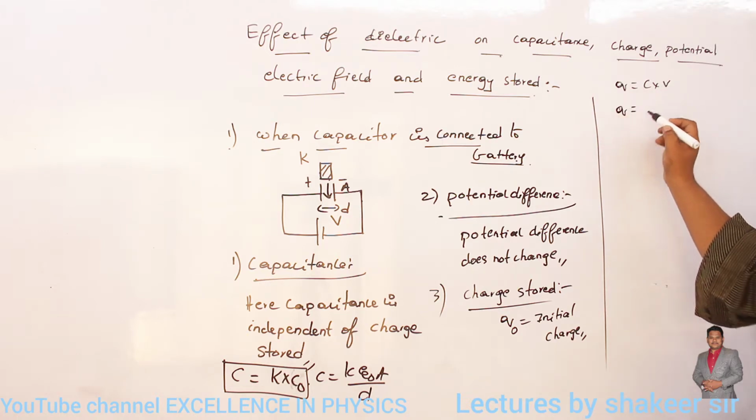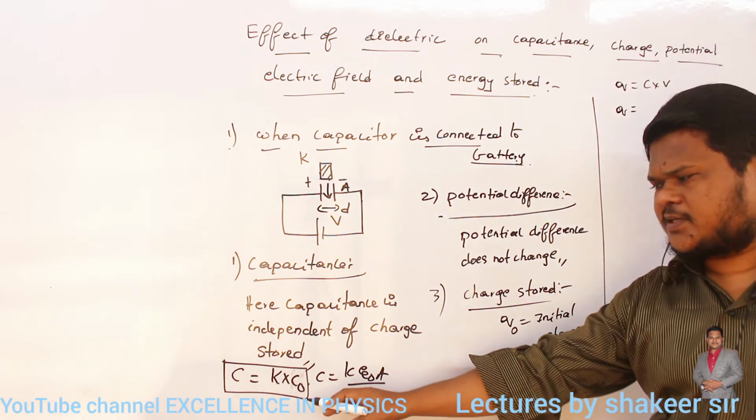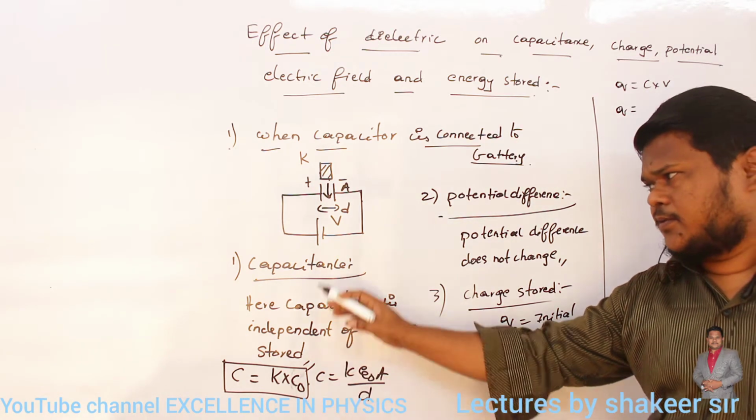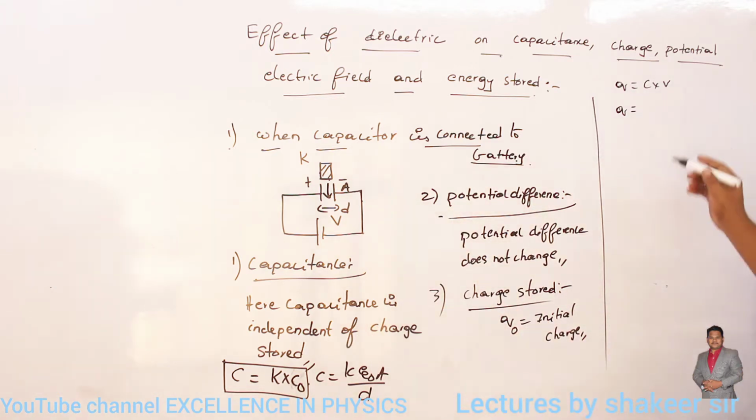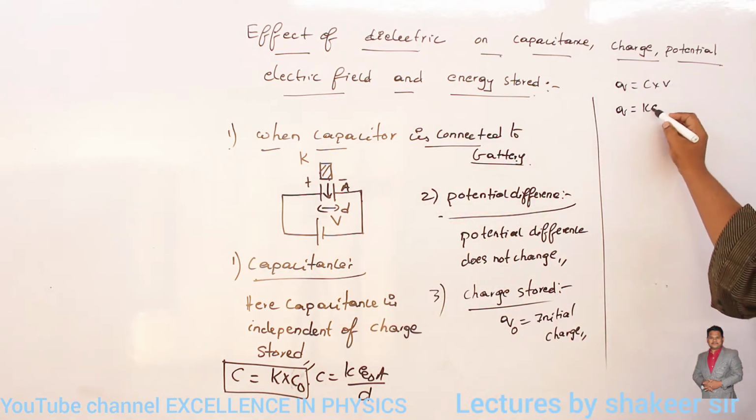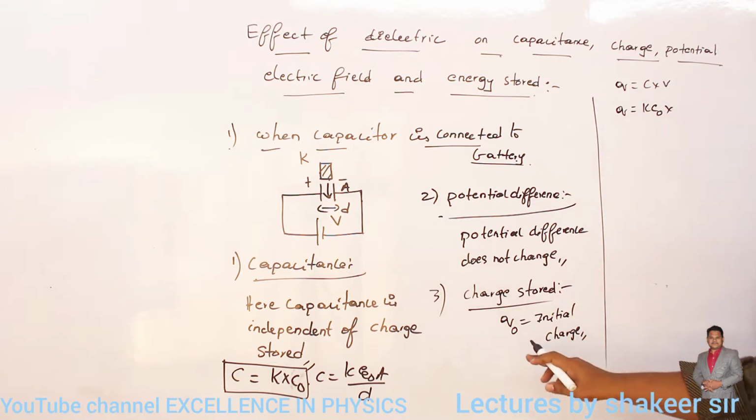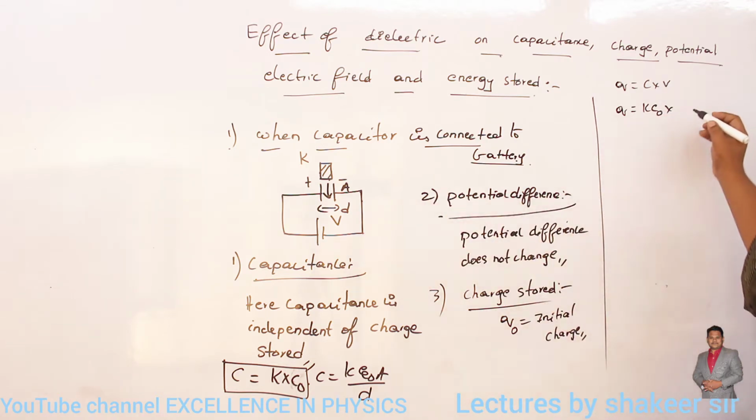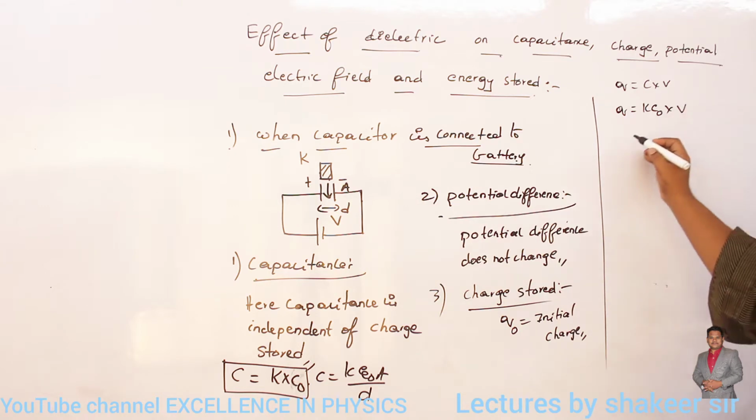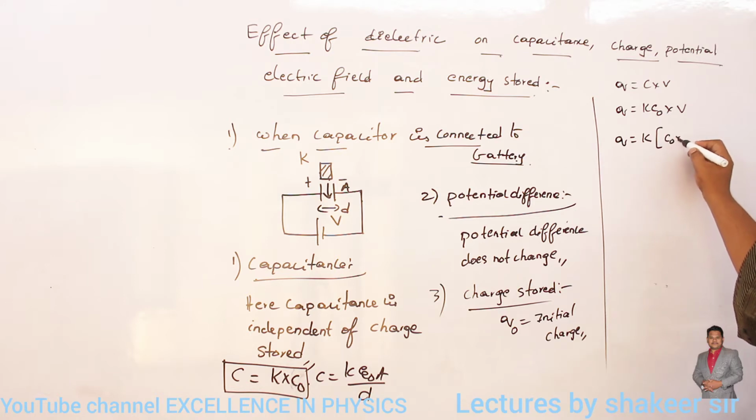So capacitance is how much? Final capacitance has increased by K times, no? When you are introducing a dielectric, capacitance always increases by K times. So capacitance is K into C naught. Potential difference, we are saying that potential difference is not changing. So potential difference remains to be V only. Clear, no? So therefore charge stored is K into C naught into V.